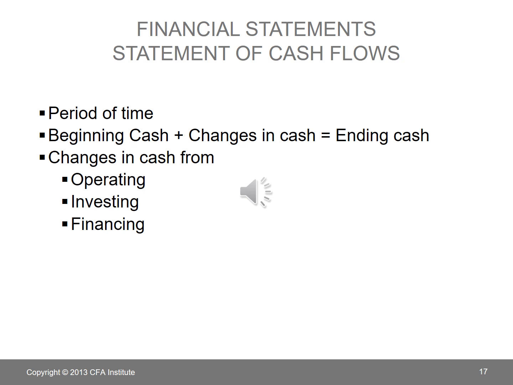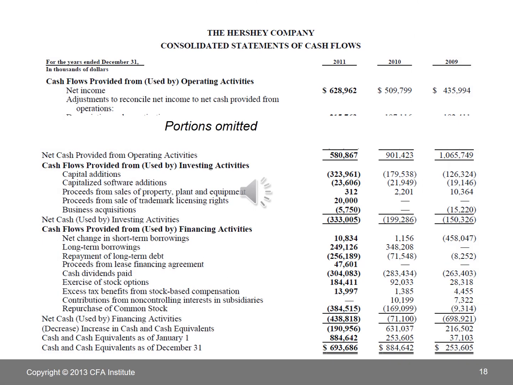IFRS permits more flexibility than US GAAP in classifying dividend and interest receipts and payments within these categories. So this is also worth noting. All right, so let's look at a few examples of statements of cash flows in the following slides. This is the consolidated statements of cash flows for Hershey Company. Looking at this, I would like you to go first straight to the bottom. We'll begin at the bottom of the slide.